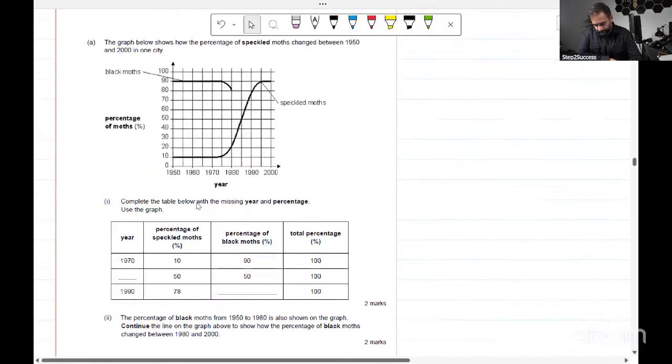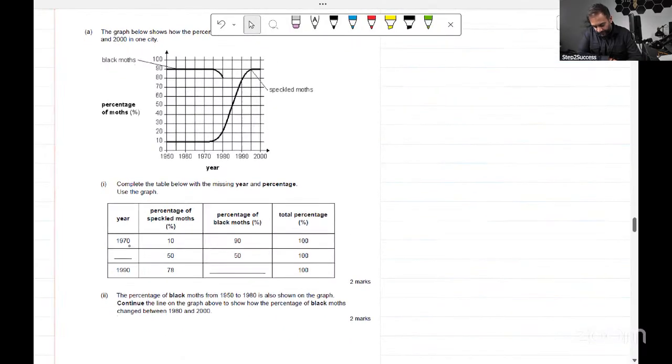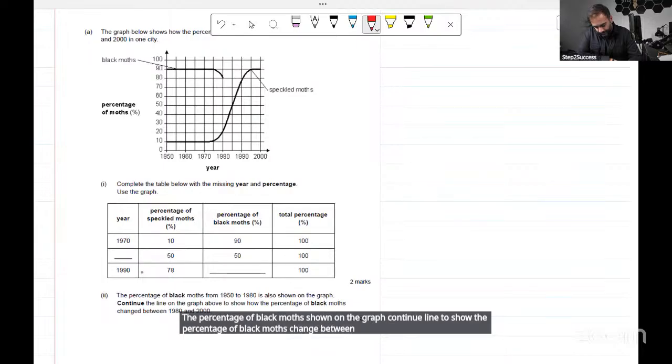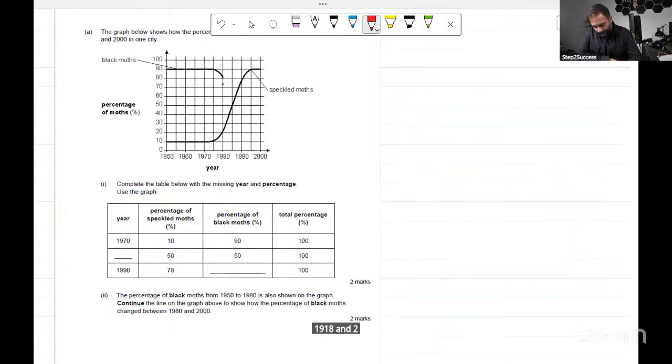The percentage of black moths is shown on the graph. Continue the line to show the percentage of black moths change between 1980 and 2000. So black moths presumably just went down. So these numbers have to add up to 100. 10 add 90, 50 add 50, 78 add 22.